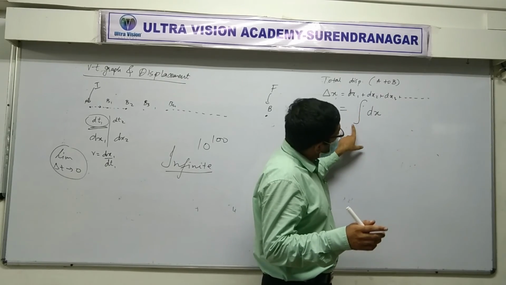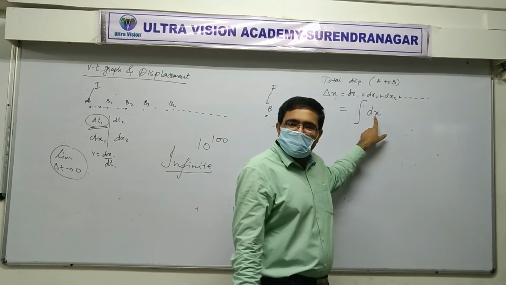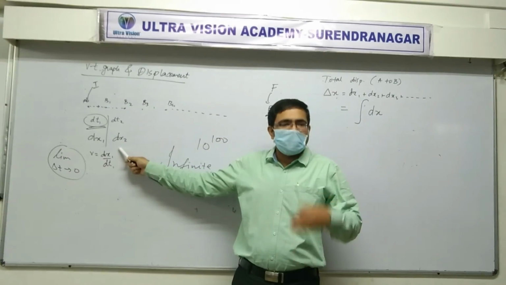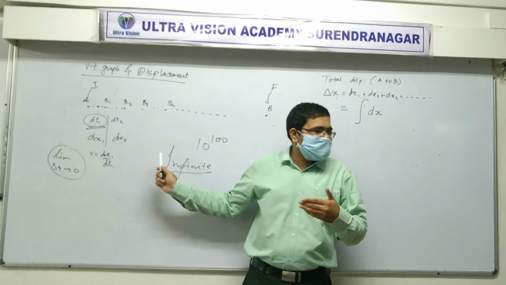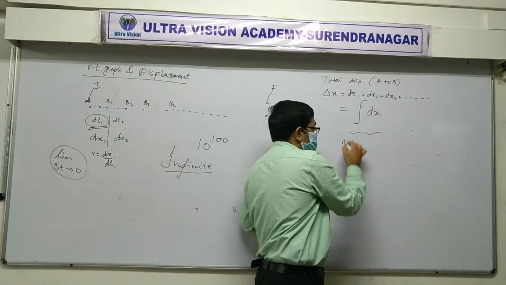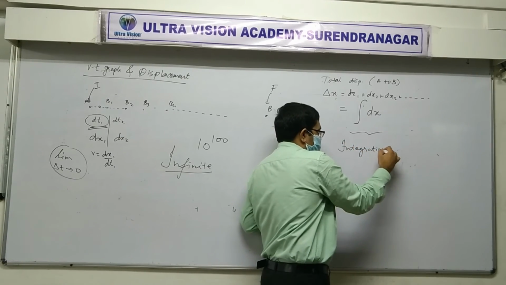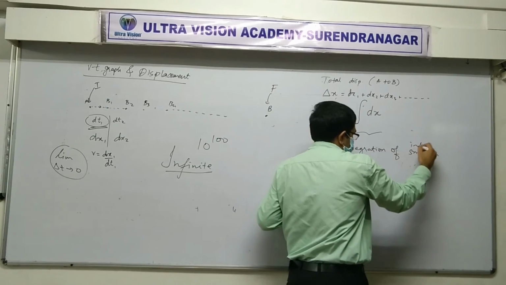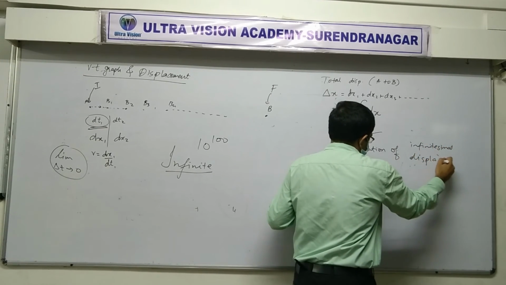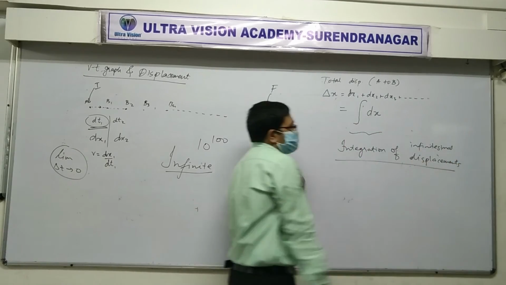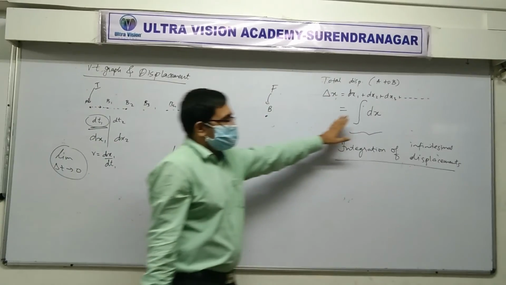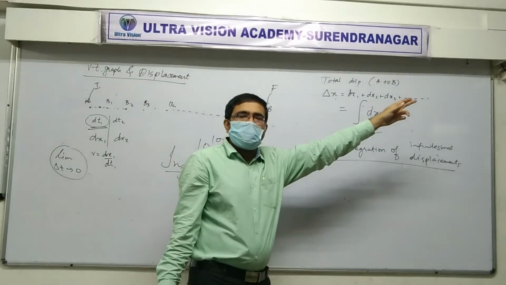Integration again means addition. Addition of what? Of dx. What is the meaning of dx? Small displacement. You said dx1 is one small displacement, dx2 another small displacement, dx3 the third one, like that. So what is the meaning of this symbol? When we write like this, what it really means is we are going to do integration of infinitesimal displacements. What are those displacements? dx1, dx2, dx3, like that. So we write it like this. Understood?